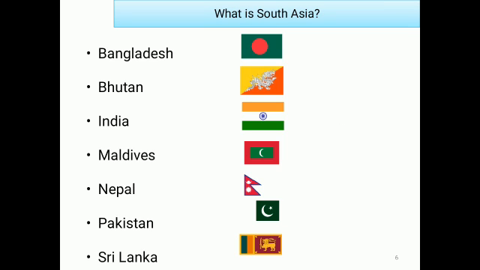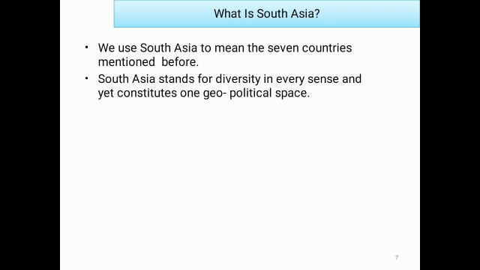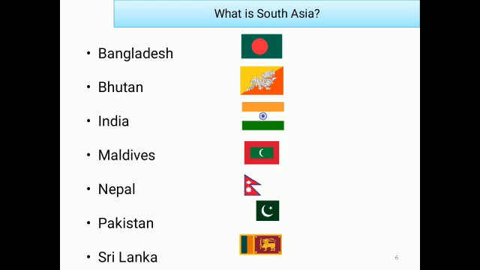Now the next thing is, what is South Asia? Which countries do we include in South Asia? The countries we are going to do are Bangladesh, Bhutan, India, Maldives, Nepal, Pakistan, and Sri Lanka. We use South Asia to mean the 7 countries mentioned before. Do you know this? When we use this term, South Asia, of course we are talking about these 7 countries, okay?